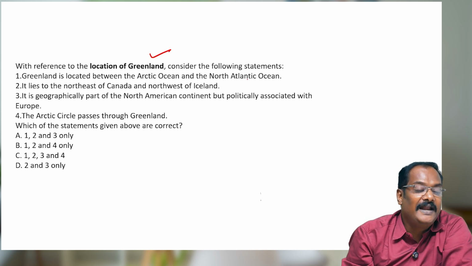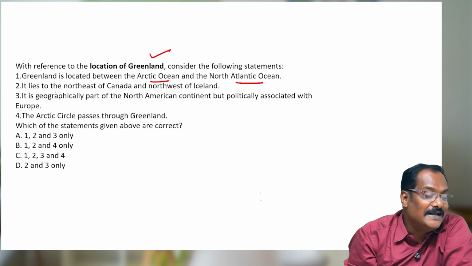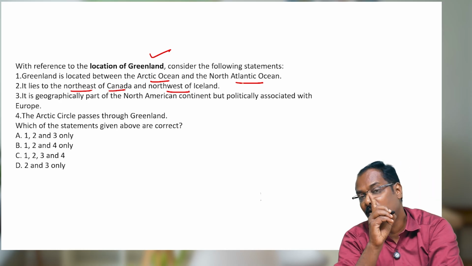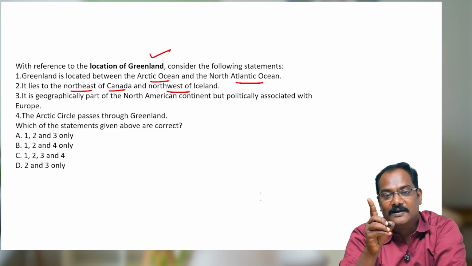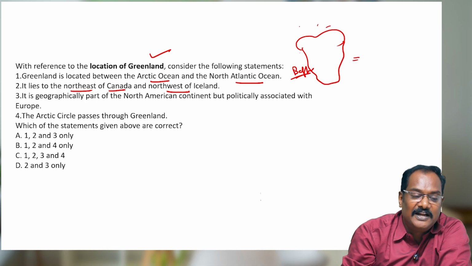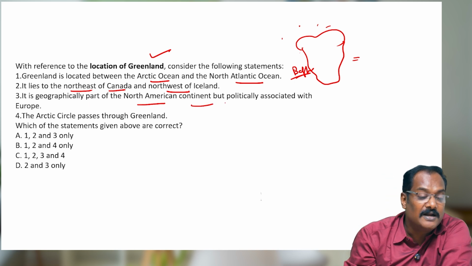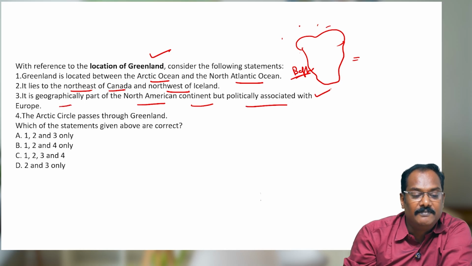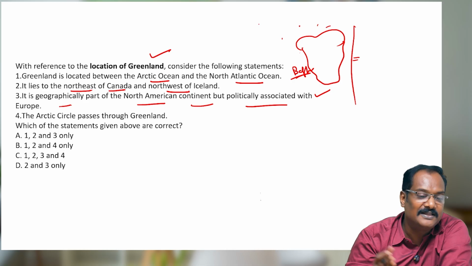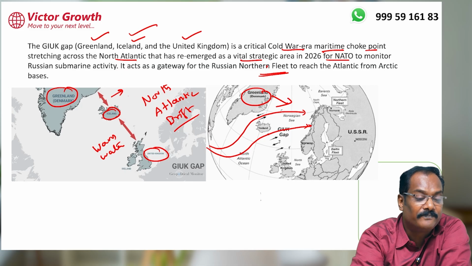With respect to the location of Greenland, consider the following statements. Greenland is located between the Arctic Ocean and the North Atlantic Ocean. It lies in the northeast of Canada and the northwest of Iceland. Look at this. A location-based question on Greenland is possible. Please take the map and find all the seas around there. For example, Greenland is like this, and Baffin Island or something is here. What bays are available? Please read that. One question is going to come from Greenland, location-based. It is geographically part of the North American continent, but politically associated with Denmark. That is true because it is in the Western Hemisphere, and it is much closer to America than to Europe. The Arctic Circle passes through Greenland. That is also true. I think you can see it here.